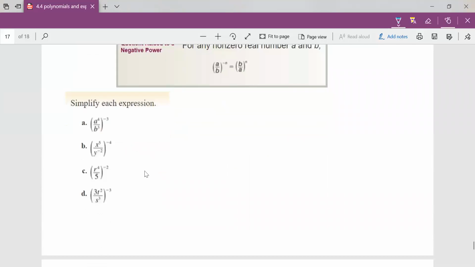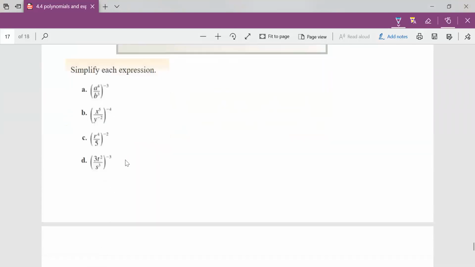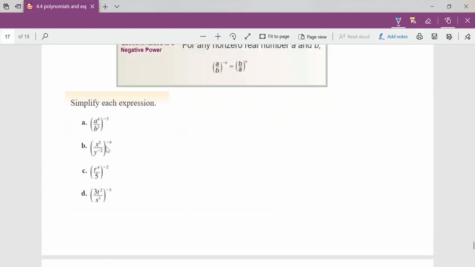And when we have a negative exponent raised to a power, it's going to be the same rule. So we're going to take that negative 3, distribute it in. So it's going to be a to the negative 12 over b to the negative 9. And now we've got to turn that positive. So you're going to have b to the positive 9 over a to the positive 12. And we cannot simplify that because they are not the same base.